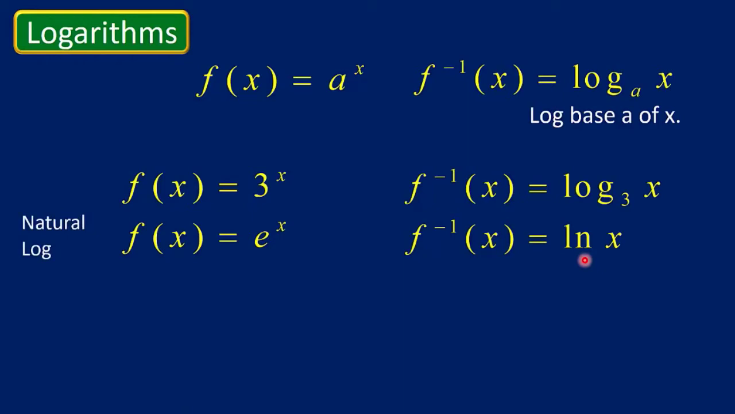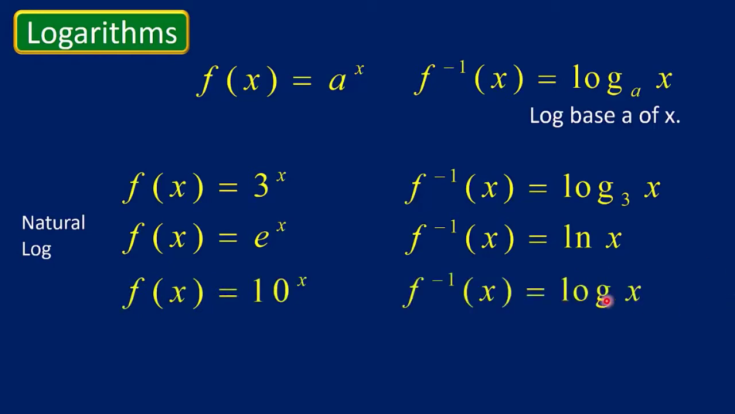Now, since we are a base 10 number system, where we have 10 to the x, instead of writing log base 10 of x, we'll just call this special log log x. We leave off the little subscript down here, the base. We know that's base 10, and we call that the common log.